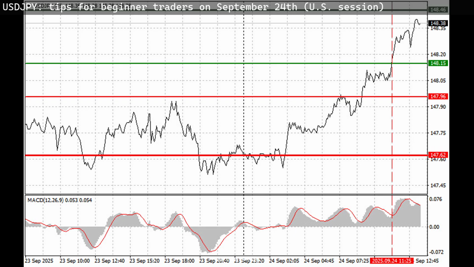If US housing data disappoints, this could trigger a capital flow into the yen, increasing pressure on the dollar in USDJPY. As for intraday strategy, I will rely mainly on scenarios No. 1 and No. 2.